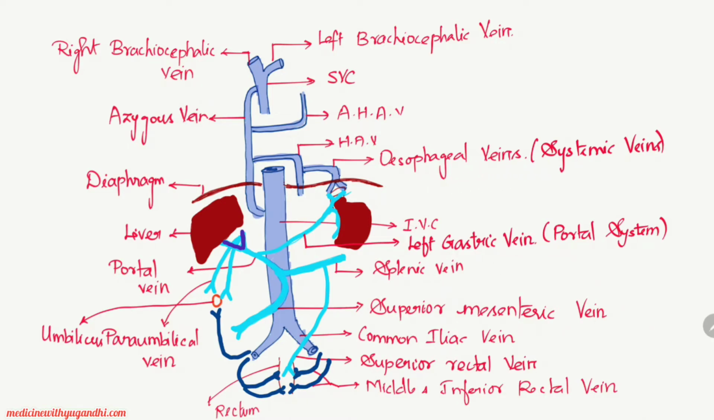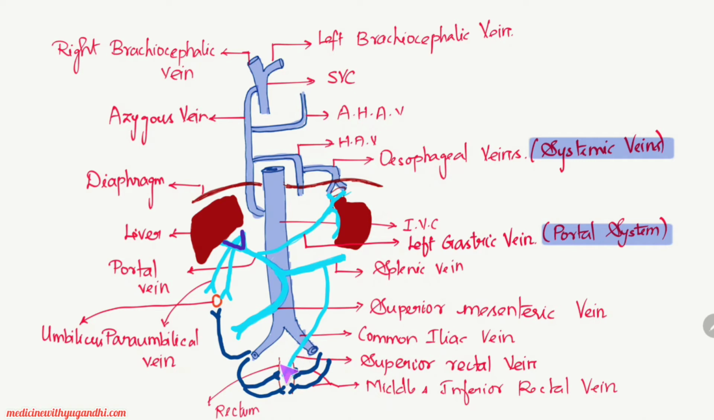So at the lower end of the esophagus, the esophageal veins anastomose with the left gastric vein. The esophageal veins drain into the hemiazygos vein, whereas the left gastric vein finally drains into the portal vein. Coming to the next site of the portocaval anastomosis, that is the lower end of the rectum. The anastomosis takes place between the superior rectal vein and the middle and inferior rectal veins.